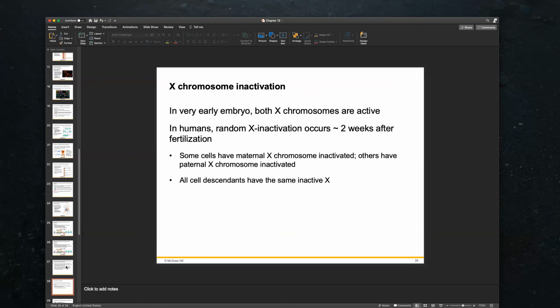Okay. In a very early human embryo, both X chromosomes are active. In humans, random X inactivation occurs around 2 weeks after fertilization. Some cells have maternal X chromosomes inactivated. Others have paternal X chromosomes inactivated. All cell descendants will therefore have the same inactive X chromosome.